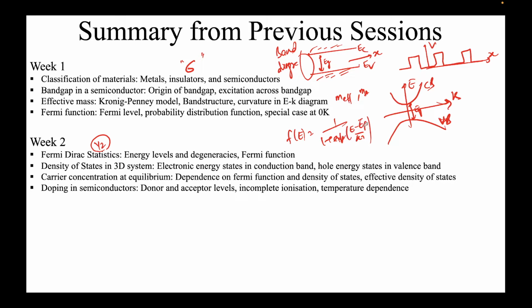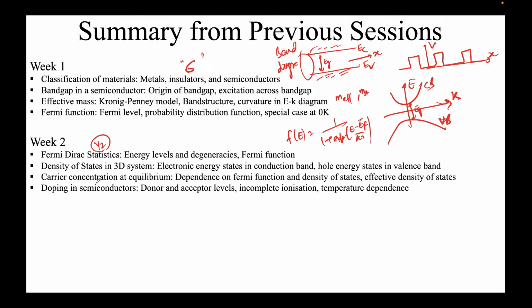It is denoted by the EF term over here. However, if the energies are greater than EF, above the Fermi level, this term comes out to be greater than 1, and the probability will be less than half. And at absolute zero temperature, we saw that it looked exactly like a step function. This is just the probability.